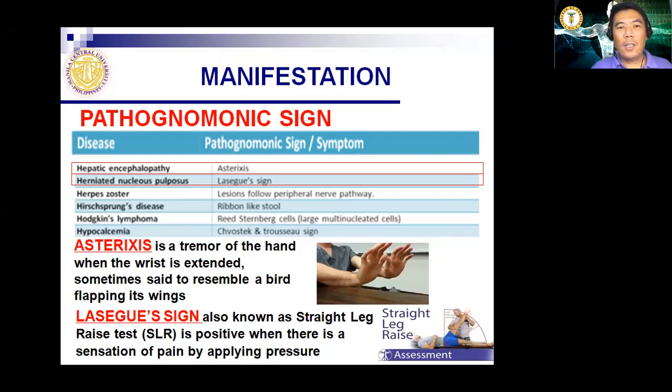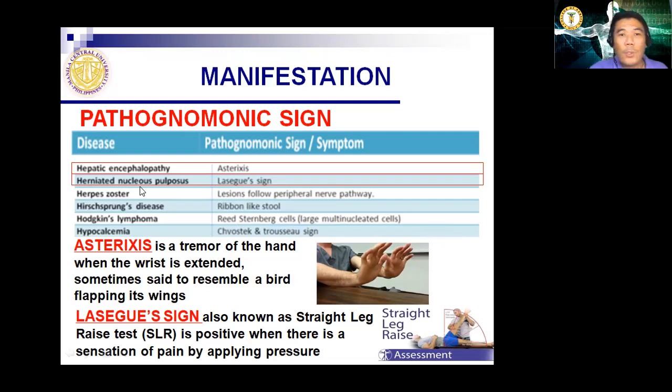Okay? This is usually tested with the straight leg test, where you apply pressure. Straight leg, then you apply pressure and there is pain. That is what you call Lasegue's sign. Okay? Next, we have the Herpes Zoster.